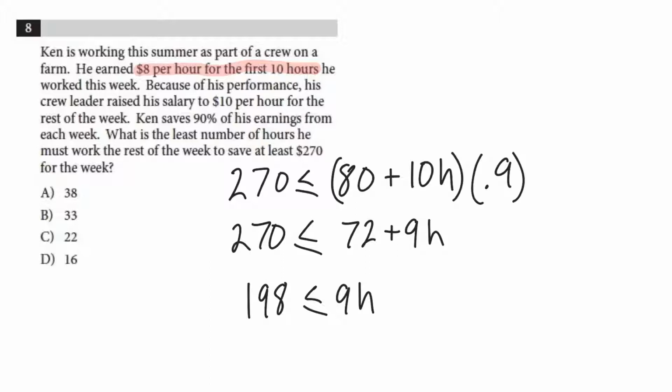And then divide both sides by 9. I'll see that 9 goes into 19 twice with a remainder of 1. And it goes into 18 twice. So it goes in evenly 22 times. So 22 must be less than or equal to H, and we want to know the least number of hours. So the least number of hours is going to be 22.